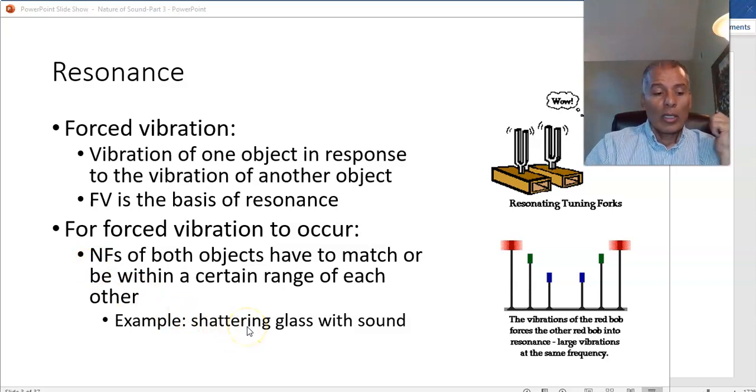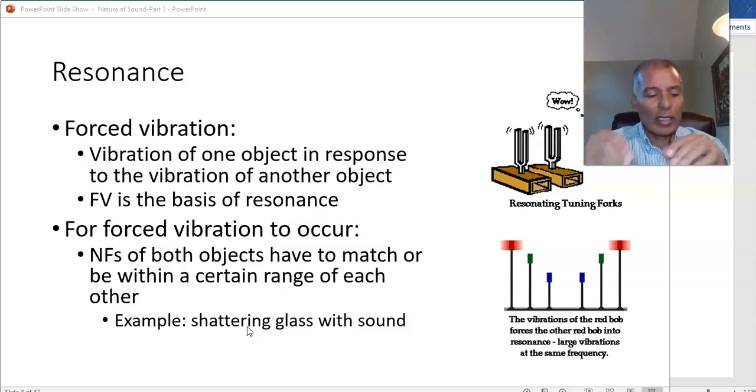So what happens when you have videos, for example, of shattering glass with sound. If you Google Mythbusters, shattering glass with sound, it's an interesting video. It shows the guy holding the wine glass and saying, ooh, and he raises his pitch. As he continues to raise it, the frequency becomes higher and higher, and it goes to 550 something, 56 or 54 hertz. And then all of a sudden the glass just shatters.